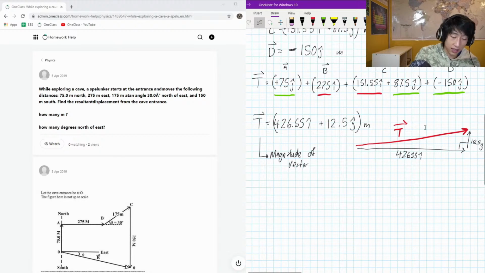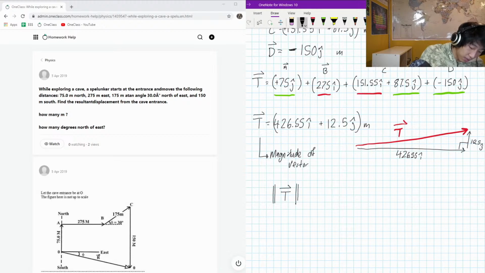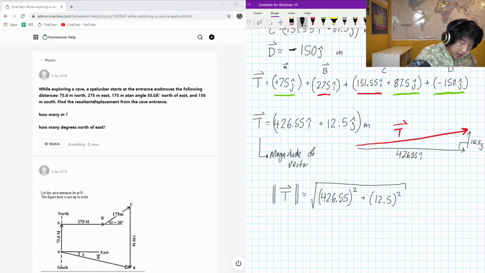Okay, so to write t as a magnitude, it's typically written with an absolute value like this. Sometimes you'll even see a double absolute value, and that's just to be double sure that this does not get confused. It's just to say the magnitude, and you calculate this with a Pythagoras Theorem type of operation. So we have our i term, 426.55, and we're going to square that and add it to 12.5 squared, all under the root. We don't really need to worry about plus minus on this one.